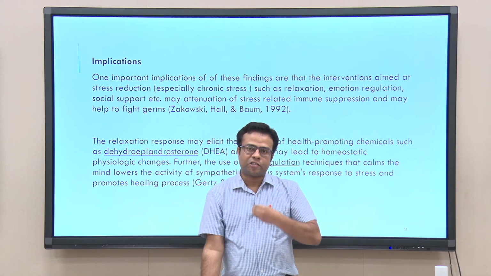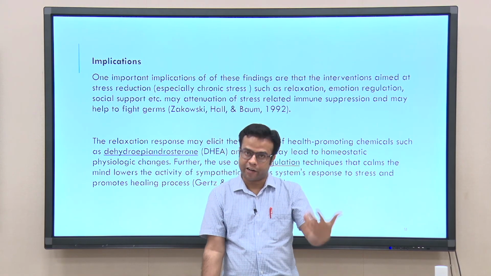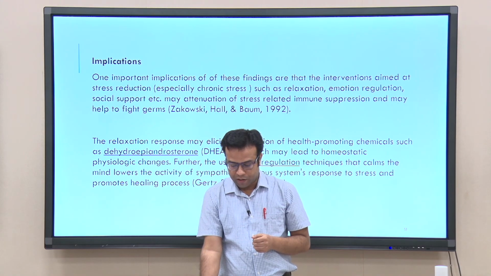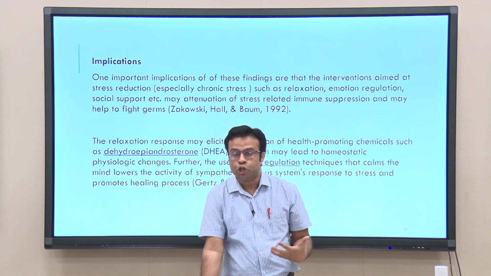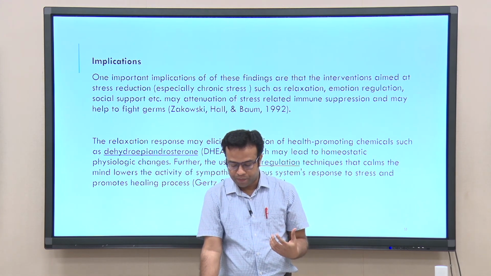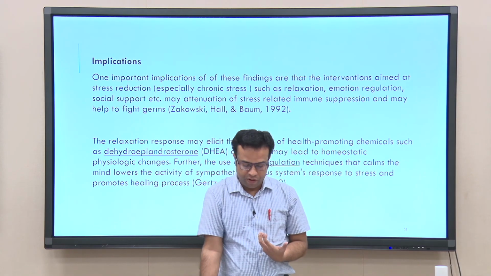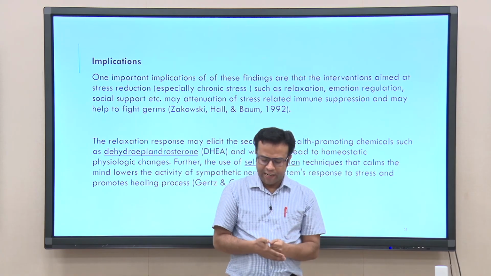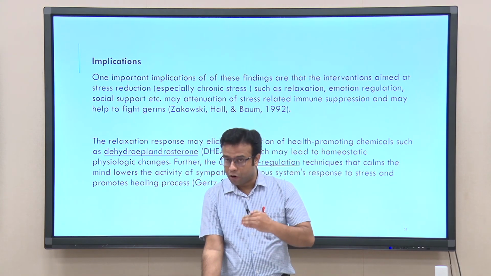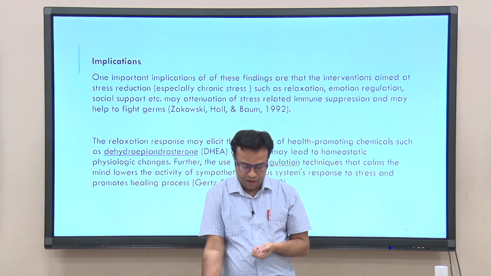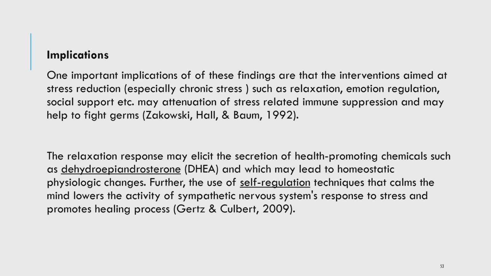And in fact, many studies have started to indicate research in that direction. So, one important implication of these findings is that interventions aimed at stress reduction, particularly of chronic stress, such as relaxation, emotion regulation, social support, etc., may actually decrease immune suppression and increase immune function in terms of fighting germs. And some research indicates that a relaxation response may induce secretion of some health-promoting chemicals, such as DHEA, which stands for dehydroepiandrosterone, which promotes health. So, the relaxation response actually secretes such helpful chemicals.